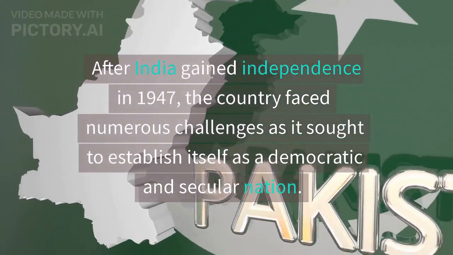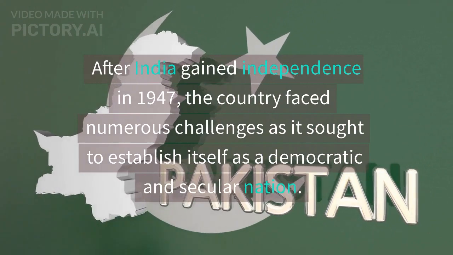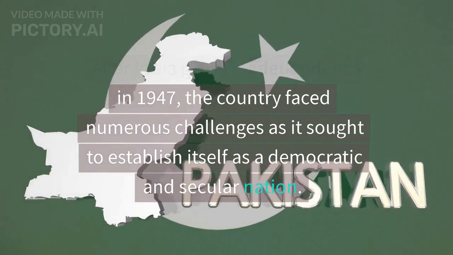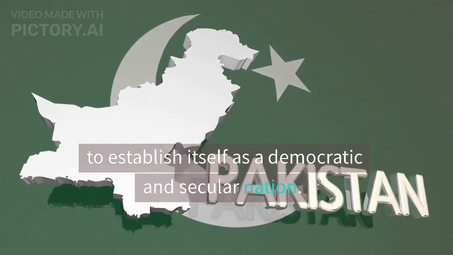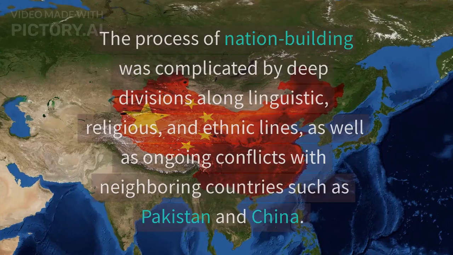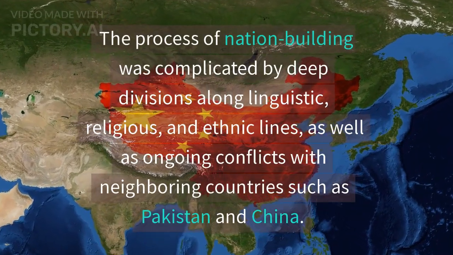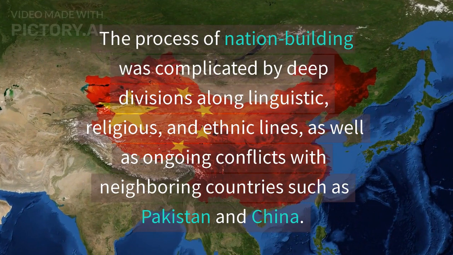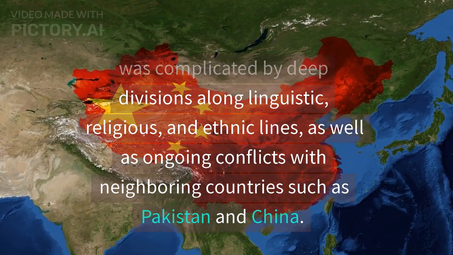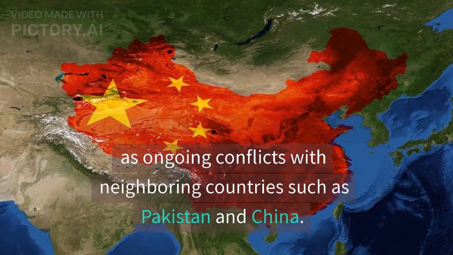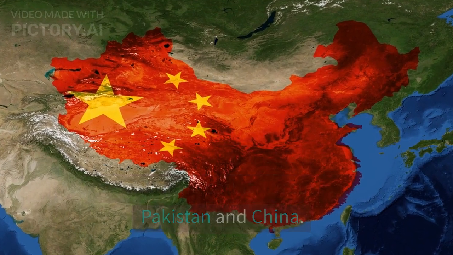After India gained independence in 1947, the country faced numerous challenges as it sought to establish itself as a democratic and secular nation. The process of nation-building was complicated by deep divisions along linguistic, religious, and ethnic lines, as well as ongoing conflicts with neighboring countries such as Pakistan and China.